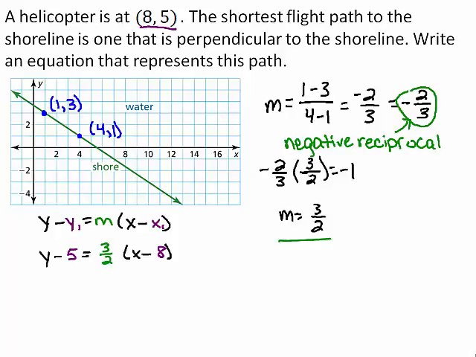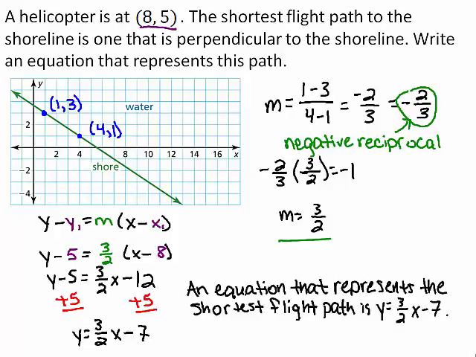Distributing the 3/2 through the quantity x minus 8, you get y minus 5 equals 3/2 x minus 12. Now solve for y by adding 5 to each side, giving you y equals 3/2 x minus 7. So an equation that represents the shortest flight path is y equals 3/2 x minus 7.